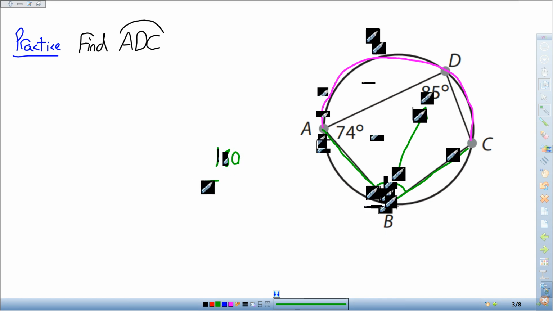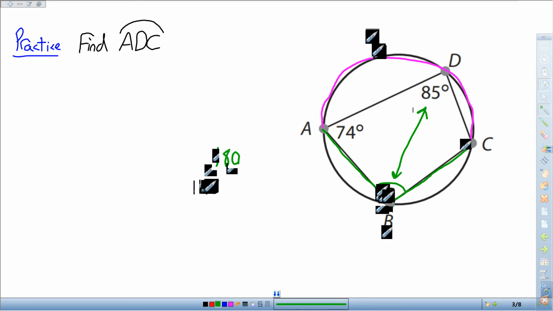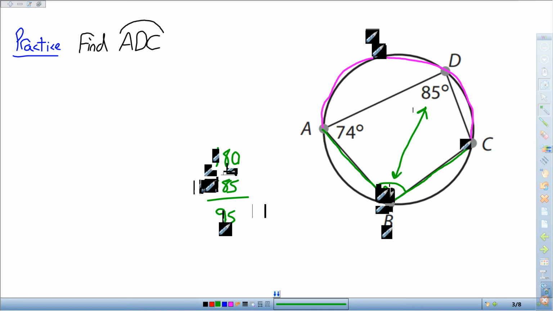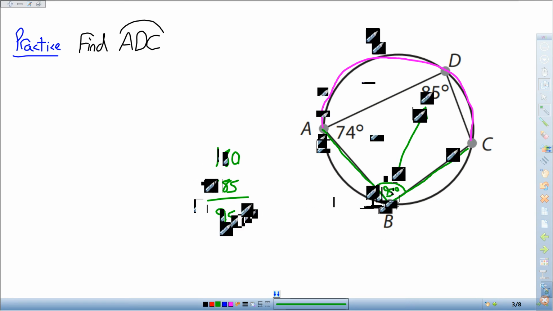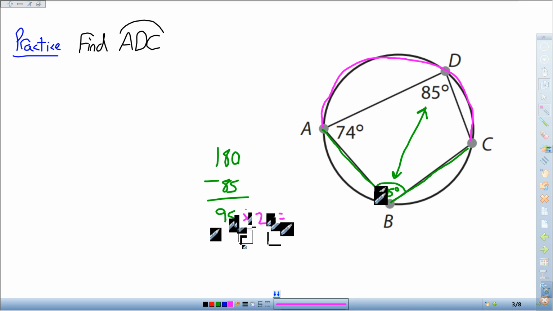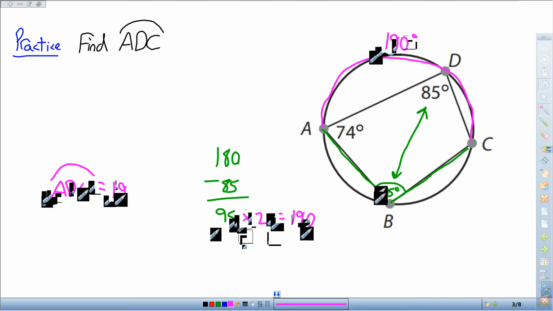So taking 180, subtracting 85, it looks like we're getting 95. So there's the measure of this angle. Now that I know that, I can use the rule from the last section that this angle is half the arc, so the arc is double the angle. Multiply it by 2, and we get 190 degrees. Let's write it out: arc ADC equals 190.